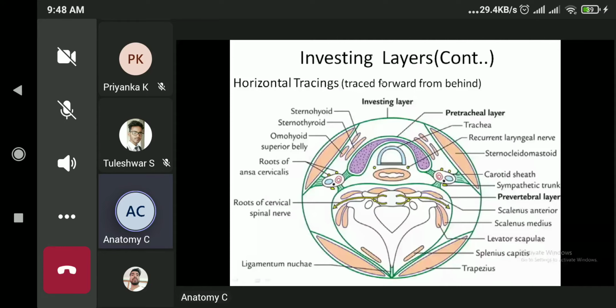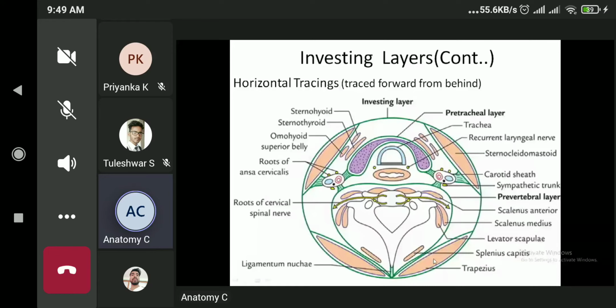In the diagram, it is represented by this green colored circular structure, the investing layer. To trace this investing layer horizontally from behind forward, we start with the ligamentum nuchae. Starting with the ligamentum nuchae, the investing layer moves anterolaterally, and at the posterior border, say this is the trapezius muscle.